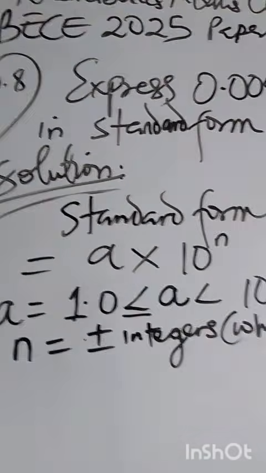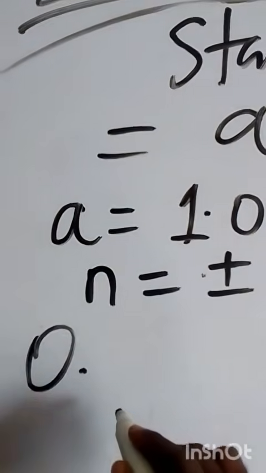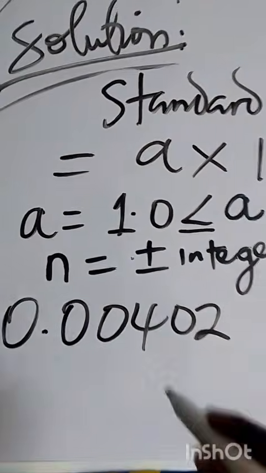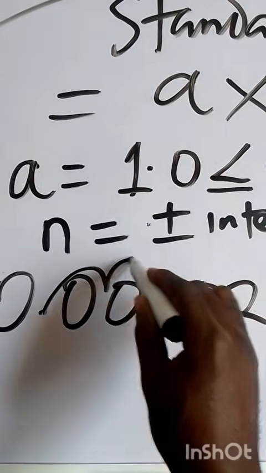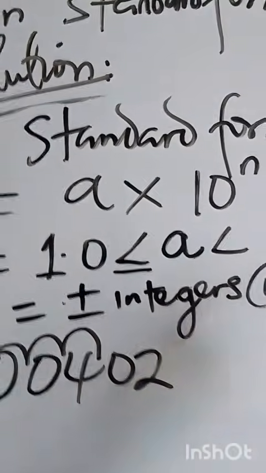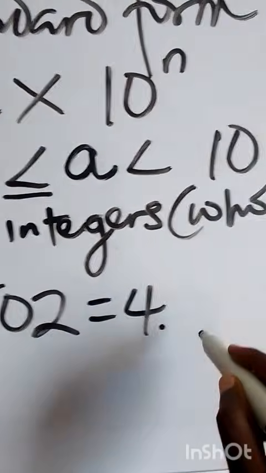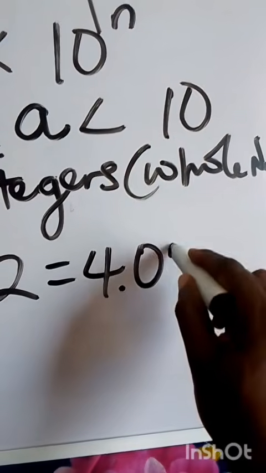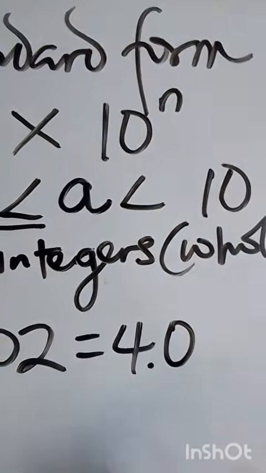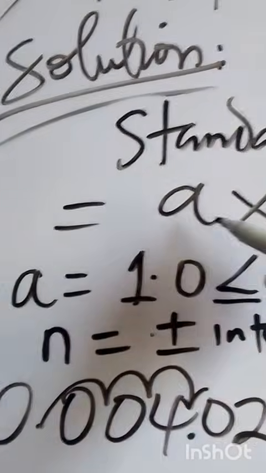So quickly, let's solve this problem. 0.00402. We are going to move the decimal point to obey this range of values for a. We have to obey it. So we must drop it between the first digit and the second digit. That will give us 4.02. If I should approximate, I will just have 4.0. Hope that's clear. Now we have obeyed the first law, which is a.